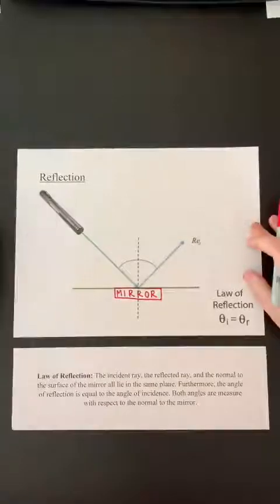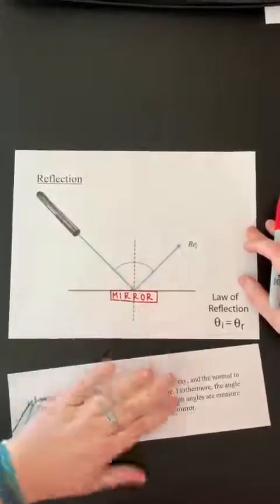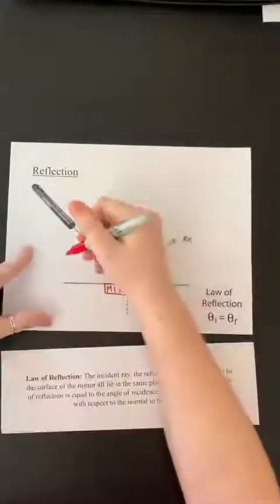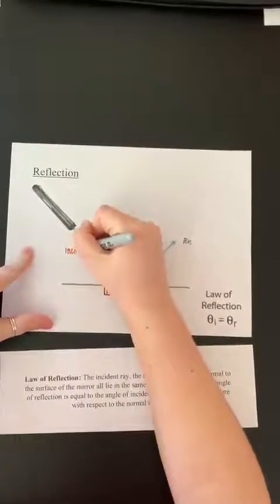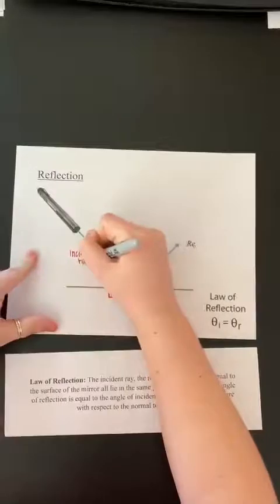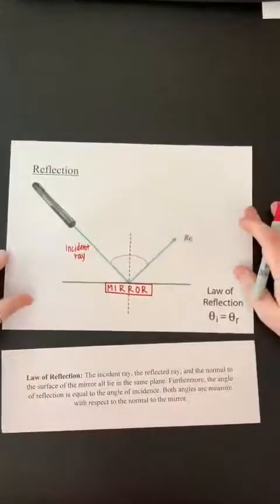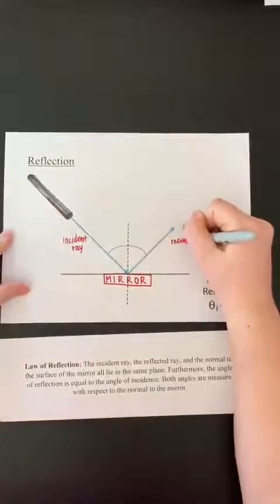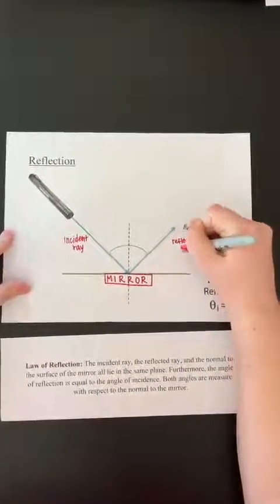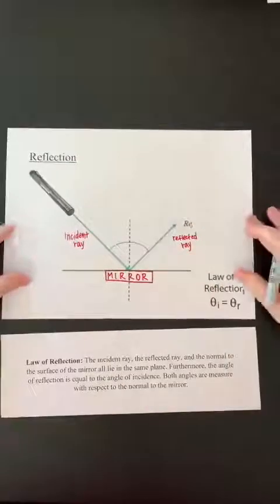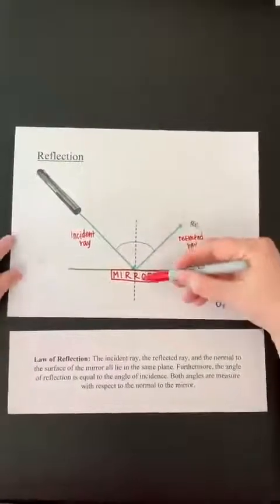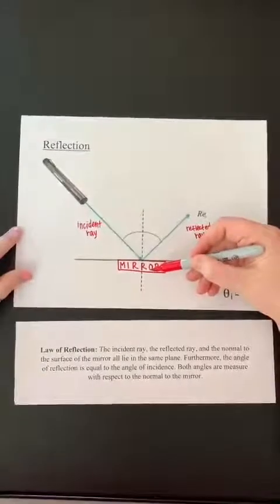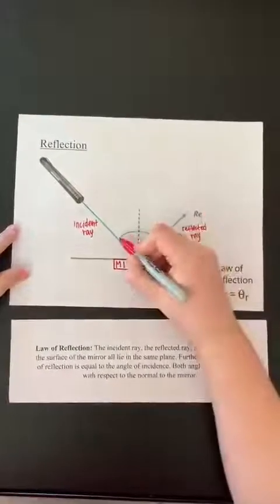This picture illustrates a beam of light being reflected off of a mirror. The beam of light coming from the laser here is called the incident ray. And the beam of light being reflected from the mirror is called the reflected ray. And the line here is the normal of the mirror, which is simply a line, ray, or vector perpendicular to an object's surface.